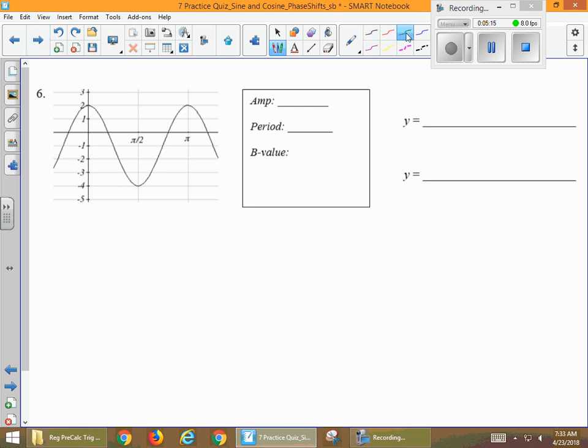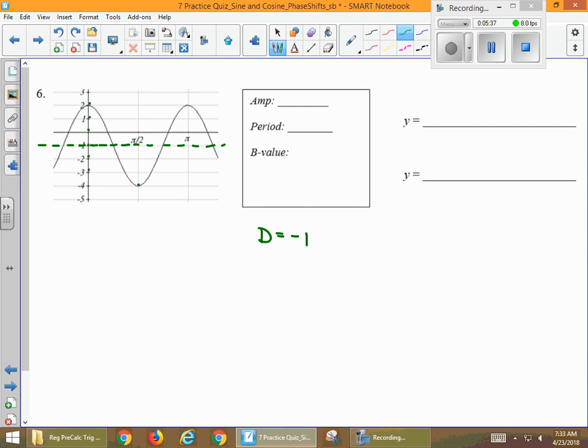Again, we need to find our midline. It kind of looks like the midline could be the x-axis, but when I count that, I go up 2 and then 1, 2, 3, down to that minimum is 4. So to get the middle here, it's going to be down 1. So our D value is down 1.